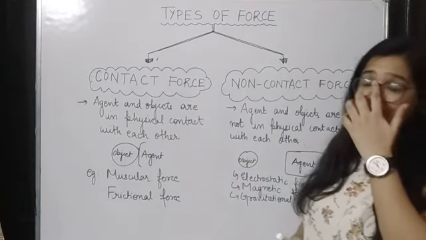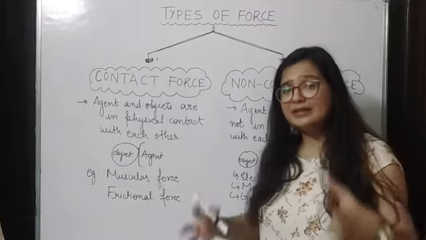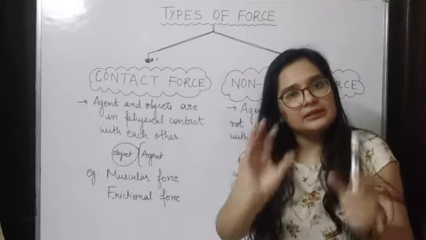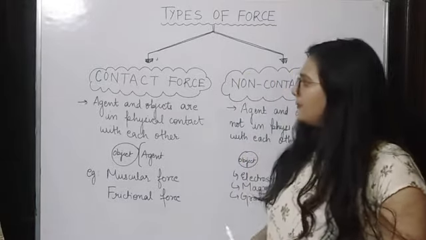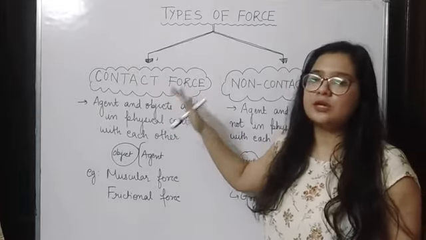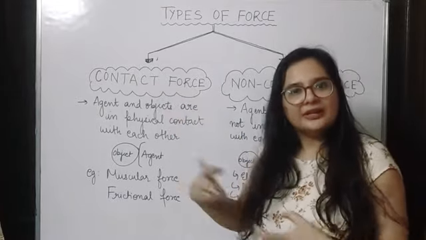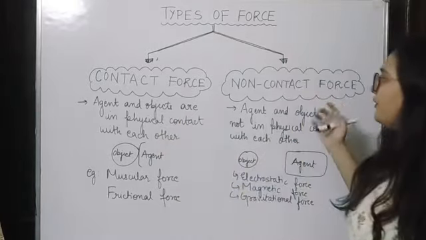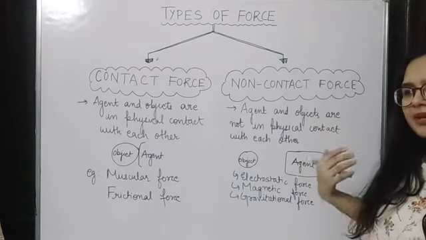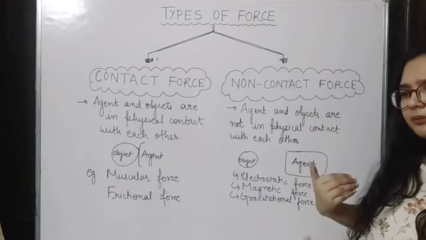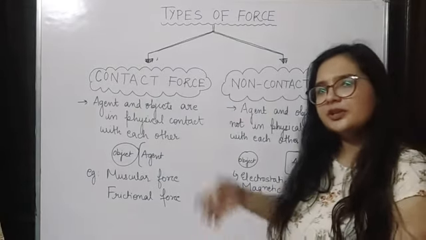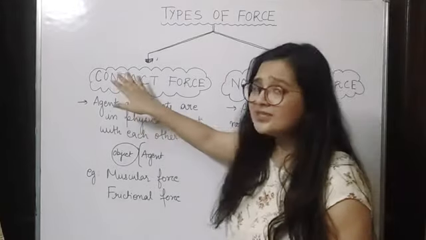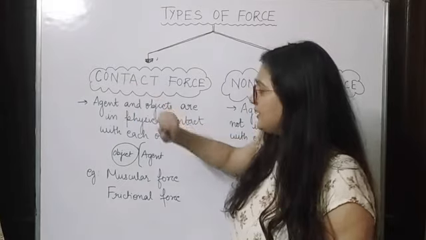Class, listen, in science you have to understand the concept by the term itself. For example, if I say contact force, that means there must be some contact between the force. That is why it is named as contact force. Or if we talk about non-contact, that means they might not be in contact with each other, and that is why they have termed this as non-contact force. So understand from the term itself, it is a self-explanatory term, I must say.